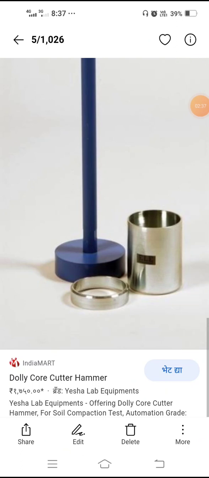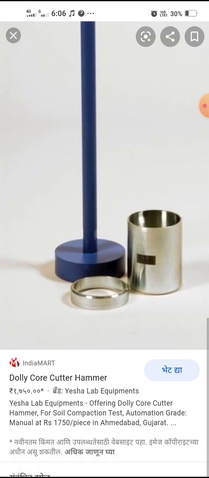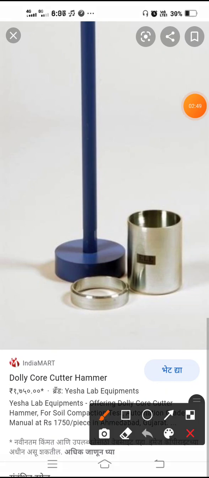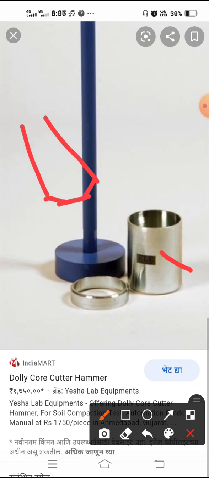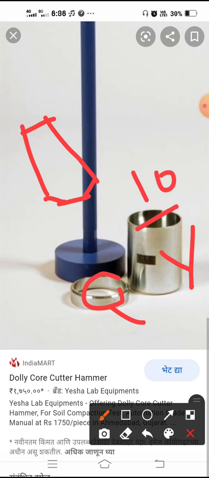This blue one we show is the rammer, which is used for the tamping, and this steel one is the core cutter. This is your core cutter, which has a sharpened edge. The sharpened edge is at the bottom, so that it can easily penetrate into the soil, and the top of that is called the dolly. The height of this core cutter is 15 centimeter, and the diameter of this core cutter is 10 centimeter.